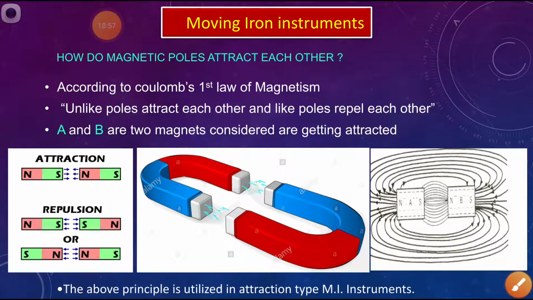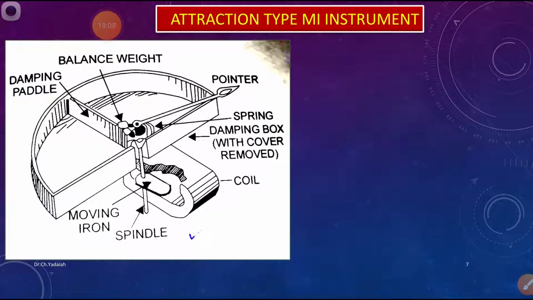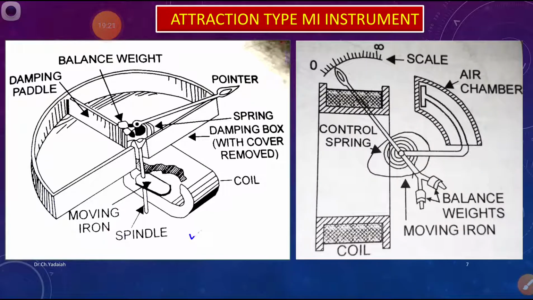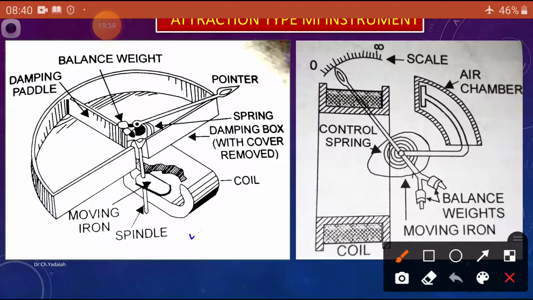So let us see. The above principle is utilized in both attraction type and repulsion type moving iron instruments. The instruments are of two types. One is the attraction type, another is the repulsion type. So the attraction type are my instruments. Here you can see the two types of instruments, and the same attraction type instrument, how it is physically present in laboratories. Here you can see the parts of the instrument.